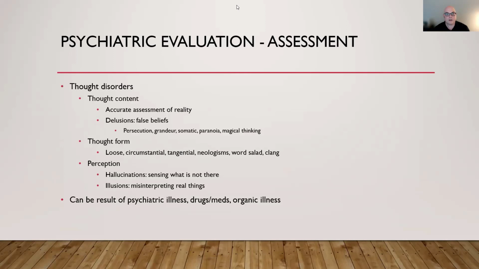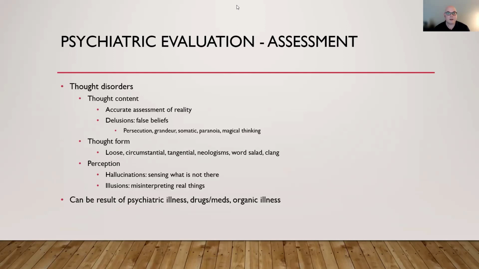Perceptual thought disorders are your hallucinations, so you're perceiving or sensing things that are not there. Illusions are different from hallucinations. So an illusion is misinterpreting something that really is there. So hallucinations, if they just look at a blank wall and they see a person, that's a hallucination. If they look at a standing lamp and they see a person, that's an illusion. That's misinterpreting something that is really there.